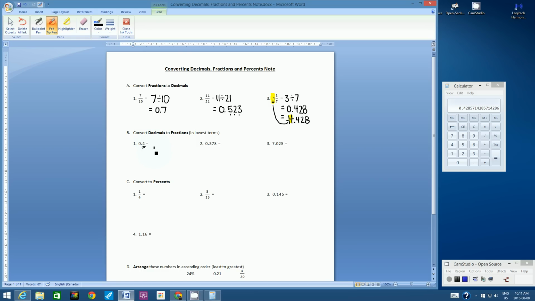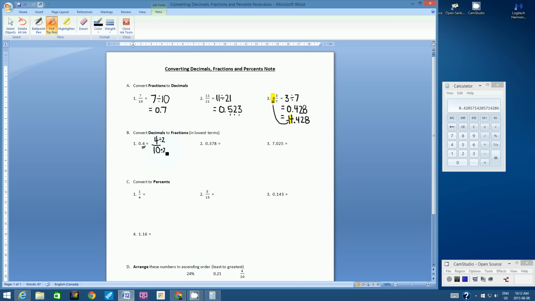So the tenths becomes the denominator. So what's the numerator? Well, the numerator is simply the number after the decimal place. So the number after the decimal place is a 4. So 0.4 equals 4 tenths. That makes sense. It's a 4 in the tenths column. Now, before we move on, we always have to ask ourselves, is this fraction in its lowest terms? Well, because the numerator and the denominator are both even numbers, we know that we can divide both the top and the bottom by 2.